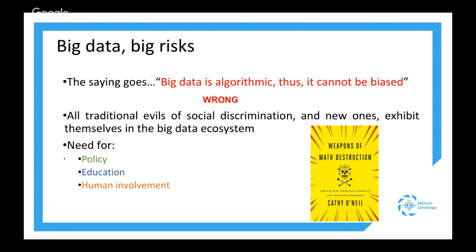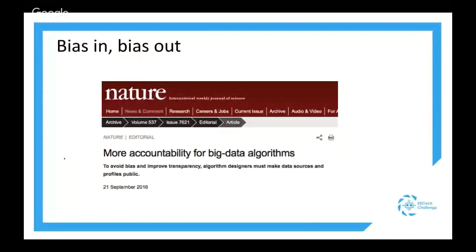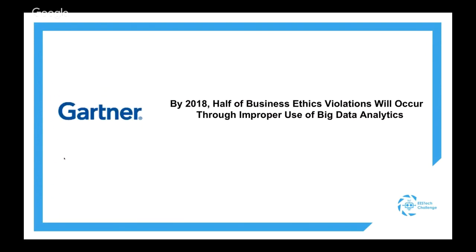So one very interesting article from Nature essentially says that we need to have more accountability for big data algorithms. And essentially what it says is that it's bias in, bias out, rephrasing the saying garbage in, garbage out, which basically means that if your data, your input data, your training data are biased, so is your output. Actually, Gartner says that by 2018, half of business ethics violations will occur through improper use of big data analytics.